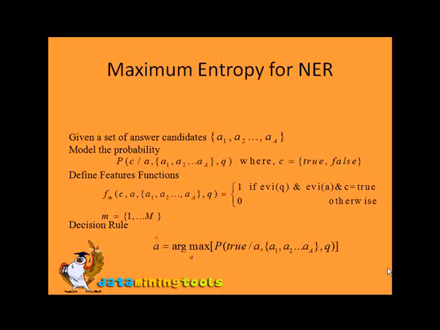Given a set of answer candidates A1 to An, model the probability P(c | A, A1 to An, Q), where c is a Boolean value, true or false. And define the feature f_m(c, A, A1 to An, Q) to be 1 if the evidence of Q and evidence of A and c is true. Otherwise, it becomes 0. For the decision rule, use the following expression.